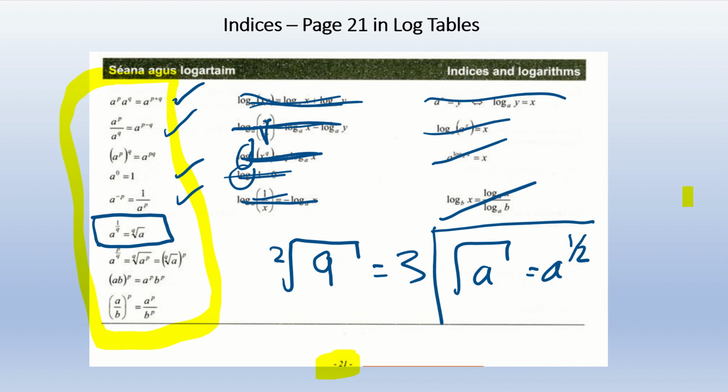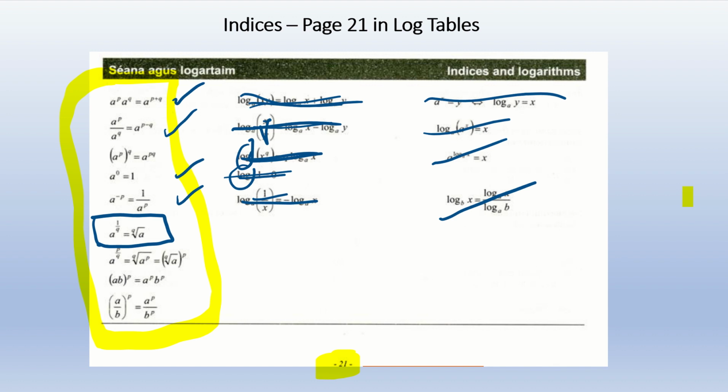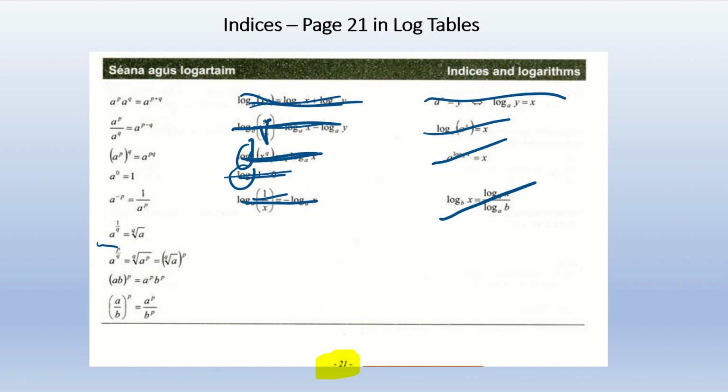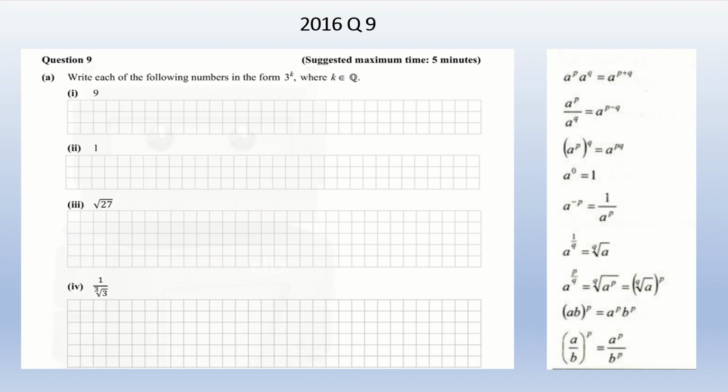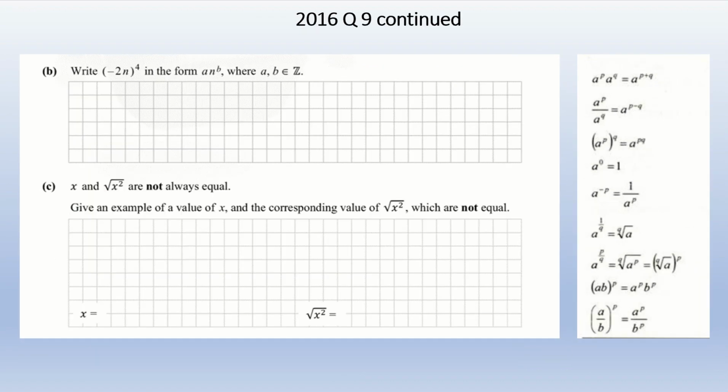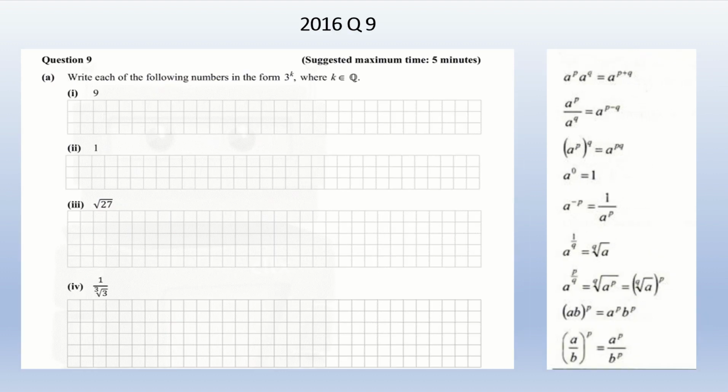Okay, we've spent nearly 25 minutes looking at where everything comes from there. I'm going to get rid of this and that over there and this. There we go. And what we're going to have a look at is an exam type question. So in 2016, question 9 looked like this, and there was also a B and a C part as well, all to do with indices.